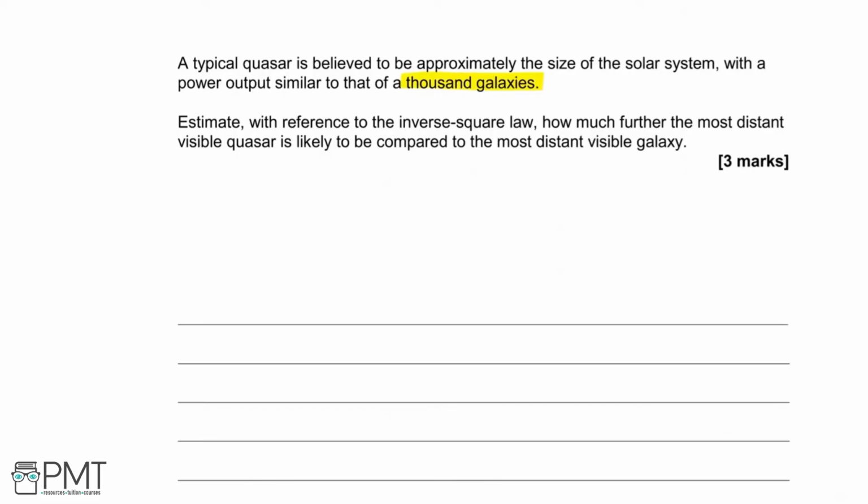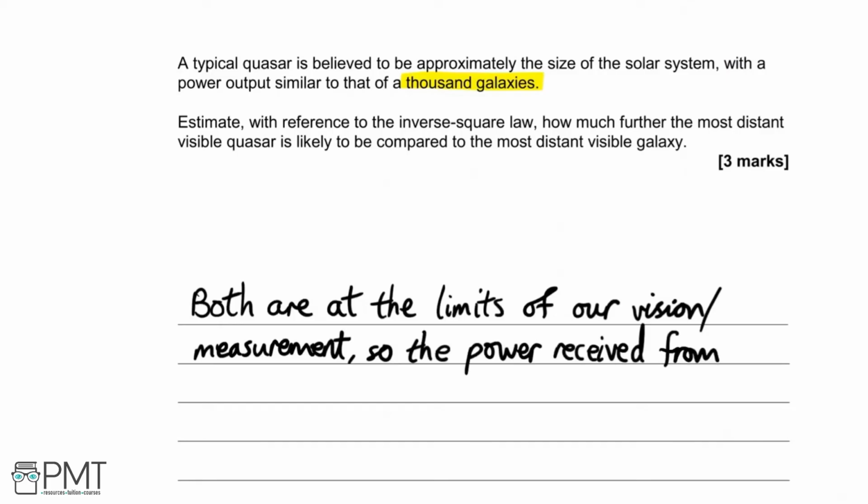Now, if we're looking at the most distant visible quasar and the most distant visible galaxy, we're going right the way down to the limits of brightness that our eyes can detect or our measuring equipment can detect. So the power received from the most distant visible quasar will be the same as the power received from the most distant visible galaxy. So that's the first thing that we're going to write down, and that will get us our first mark. So both are at the limits of our vision or measurements, depending on what equipment we're using. So the power received from either will be the same.